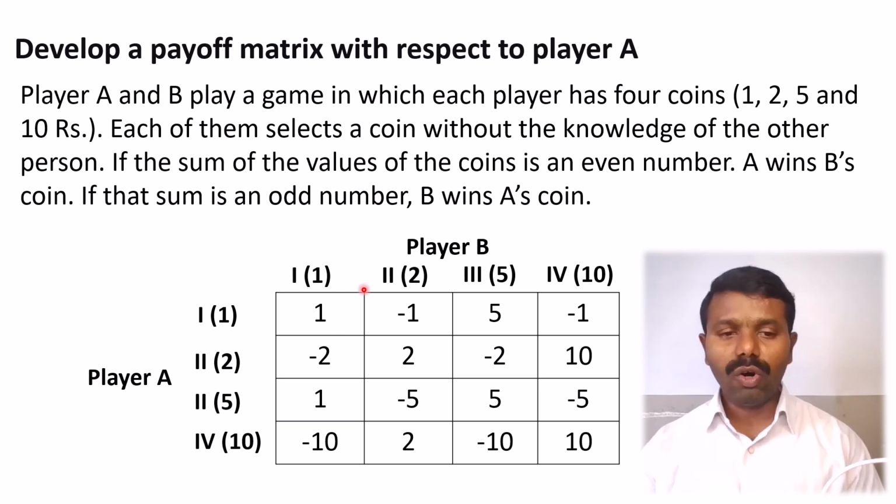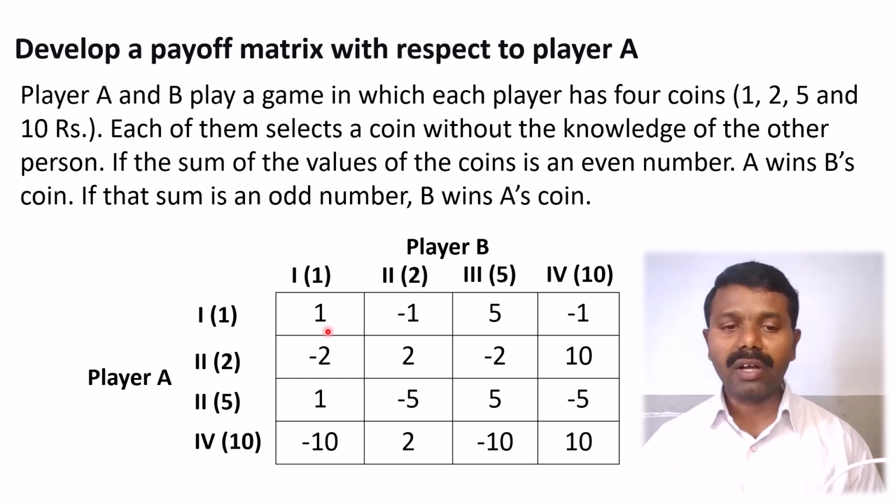Again, let us say he selected 1 rupee only, but player B selected 2 rupees. Then the sum will be 1 plus 2, which is an odd number. If it is an odd number, player B will take the rupees. So he has kept 1 rupee here, and that 1 rupee will go to B. That means 1 rupee is a loss to player A because of this second matching.